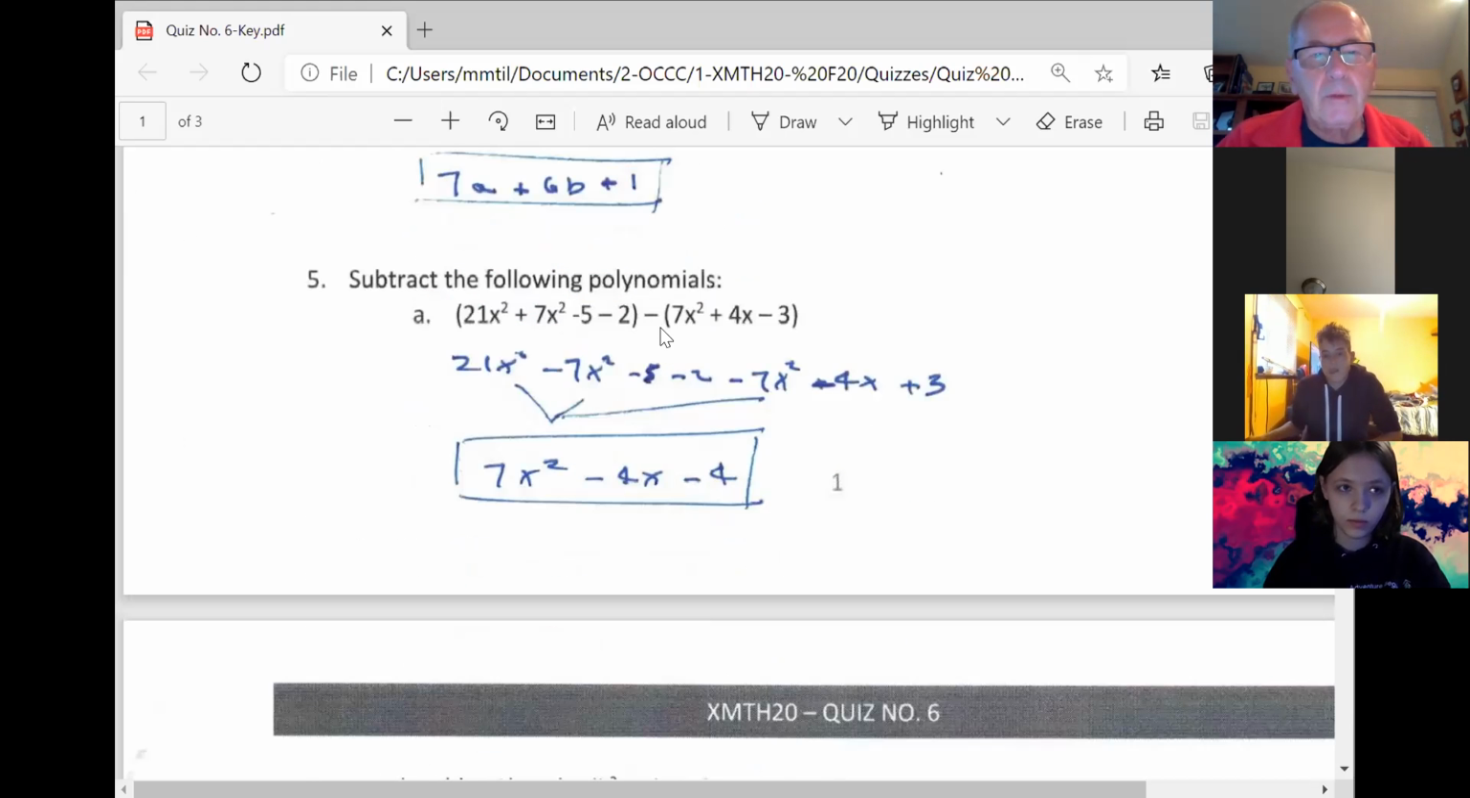Here you're subtracting polynomials, so I have this minus sign here, so everything inside that bracket, the sign would change. If it was plus, it would end up being minus. If it was minus, it would be plus, because a minus times a minus is a plus, right?